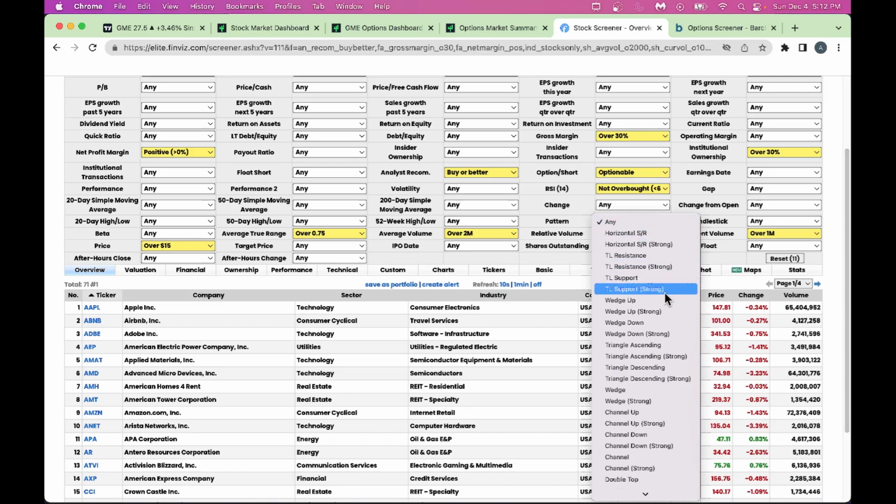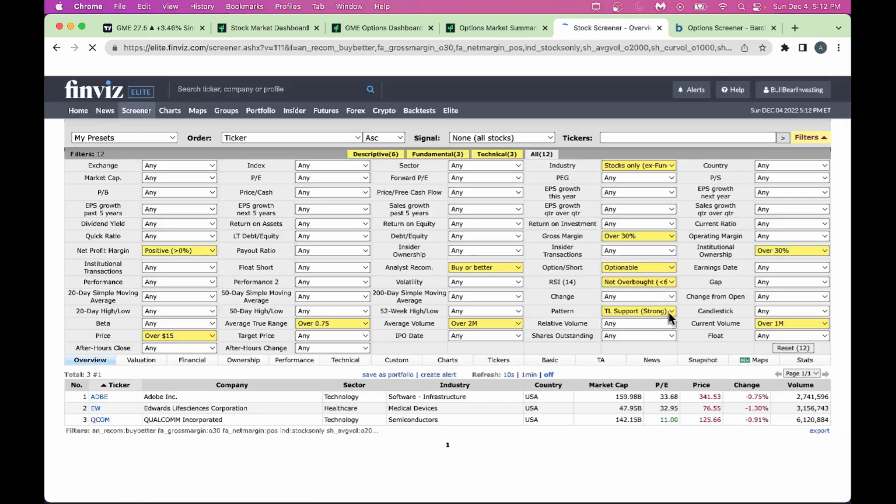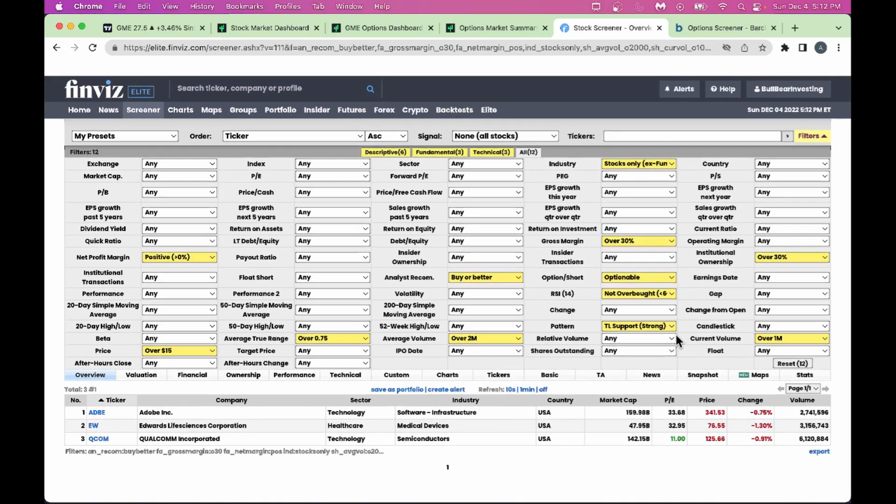Look, we got a trend line support. Look at the strong trend line support. Look, we got just 3 stocks here. You could look at these names here if you want to buy some call options. You got Adobe, which is one of my favorite stocks. You got Edwards Lifesciences, and you got Qualcomm. So you could look at these names here.